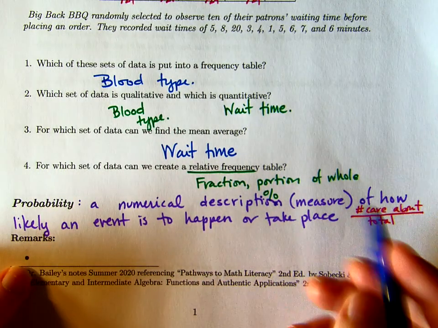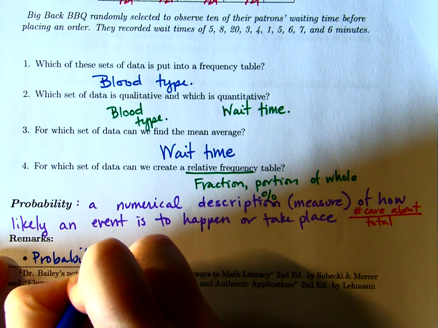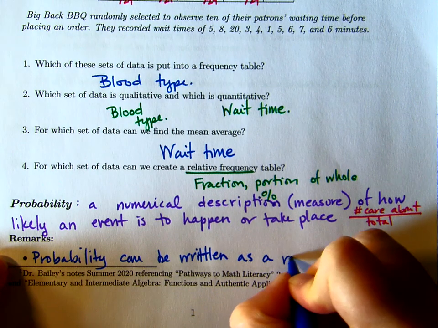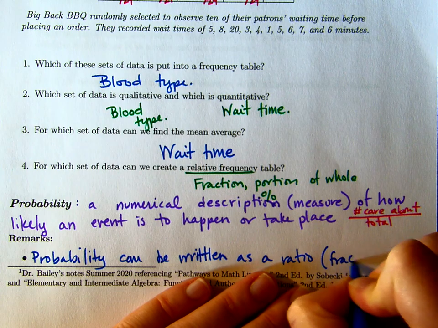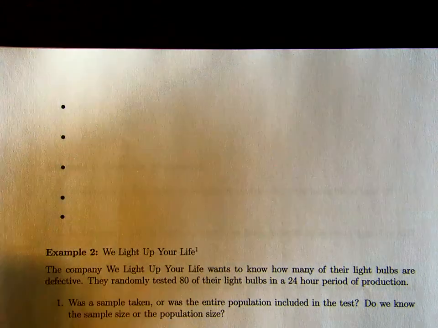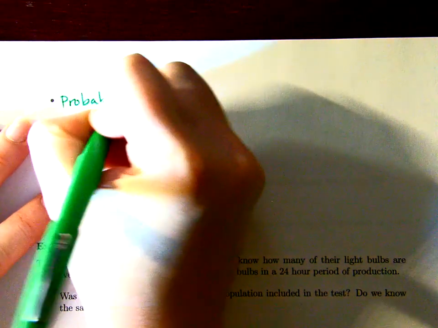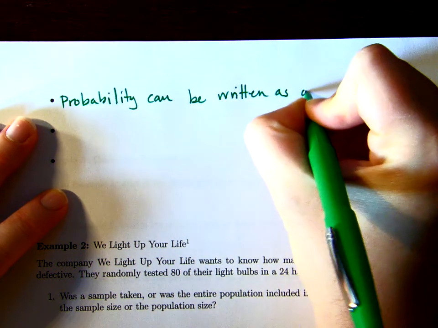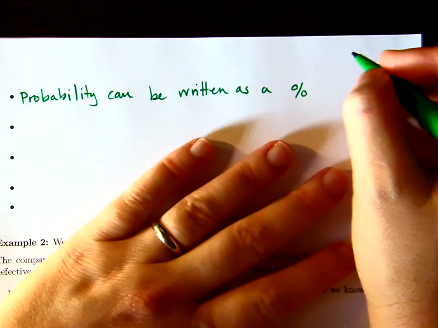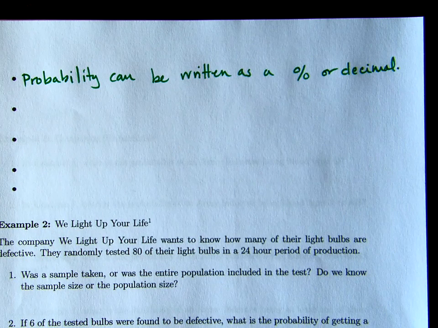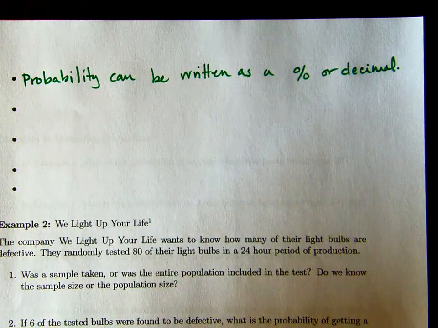Probability can be written as a ratio, portion, fraction. Also, probability could be written as a percentage. Because once you do 8 divided by 24, you can actually turn that into a percentage. Or decimal. To me, when I think about percentages and decimals, they're just so linked that I just don't separate the two. But anyway, let's write them both down.